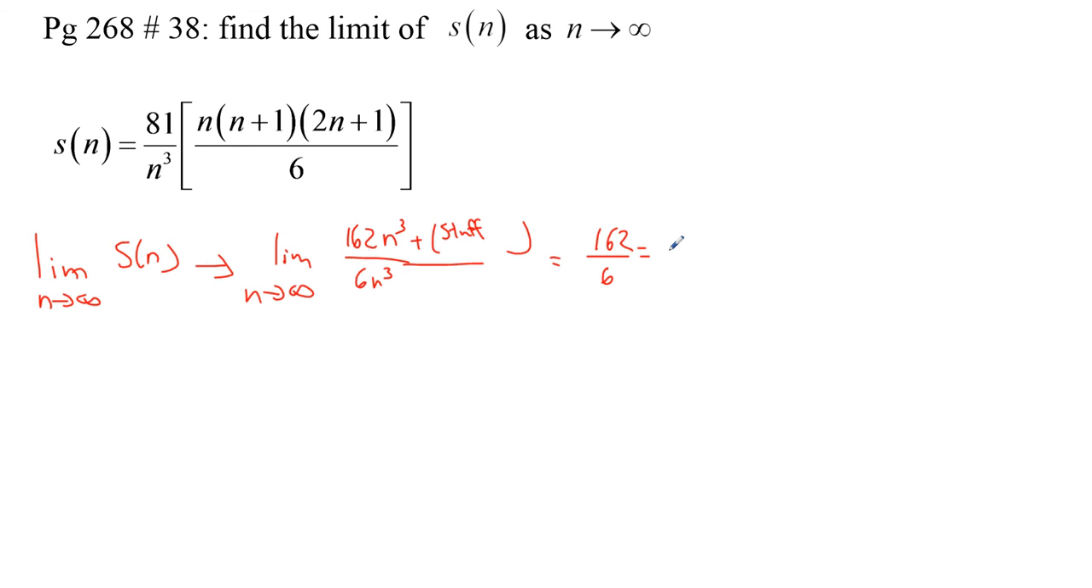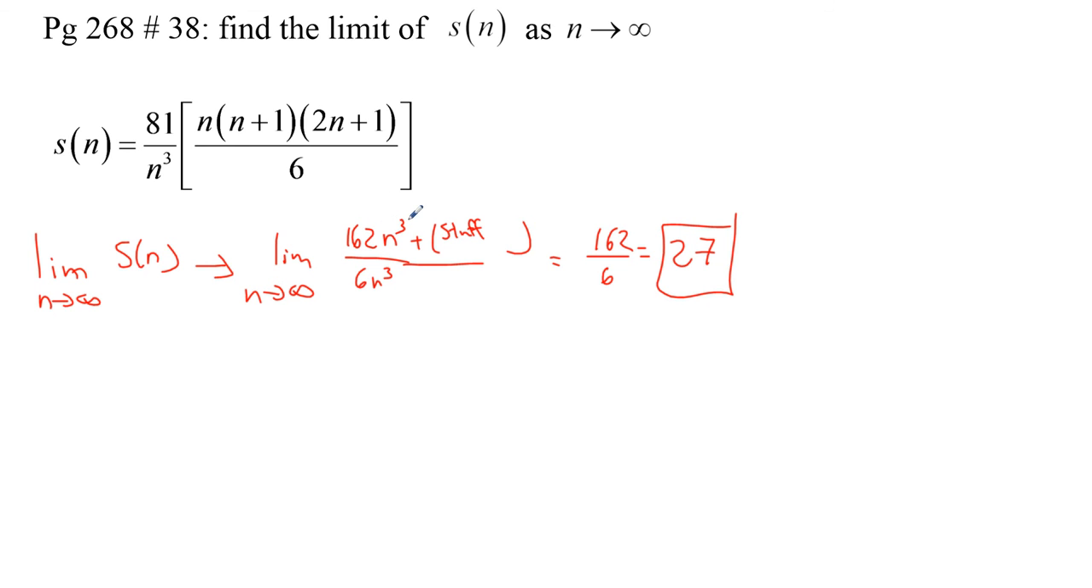162 divided by 6. Hey, it goes in evenly. It's just 27. So there's that limit right there. All right. So yes, I could multiply all this stuff out, but the rest of the stuff doesn't matter. It's just the coefficients of the highest degree.